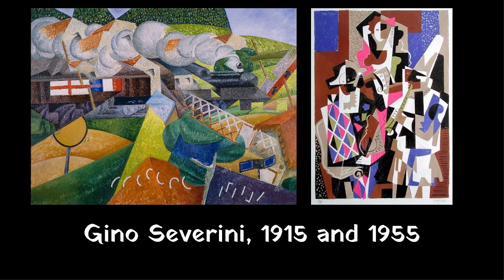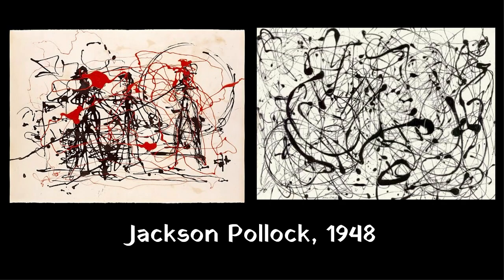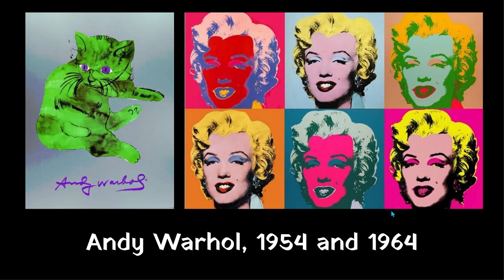Here's Gino Severini. He's a cubist, and this is abstraction, right? I can still tell there's a train. I can still tell on the right that there's kind of some people playing instruments. There's a flute in there. There's a violin in there. Although it's getting more non-objective. This is kind of a sliding scale here. It's not always one or the other. Jackson Pollock, oh, I don't know what that is, right? That's non-objective.